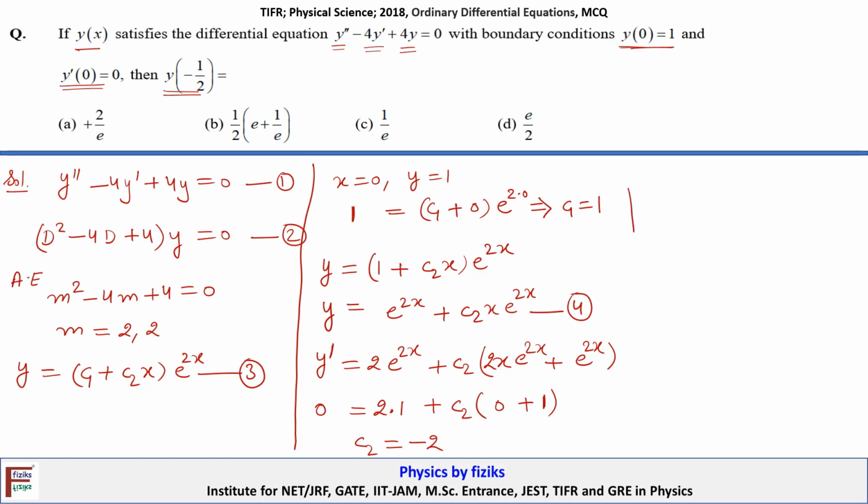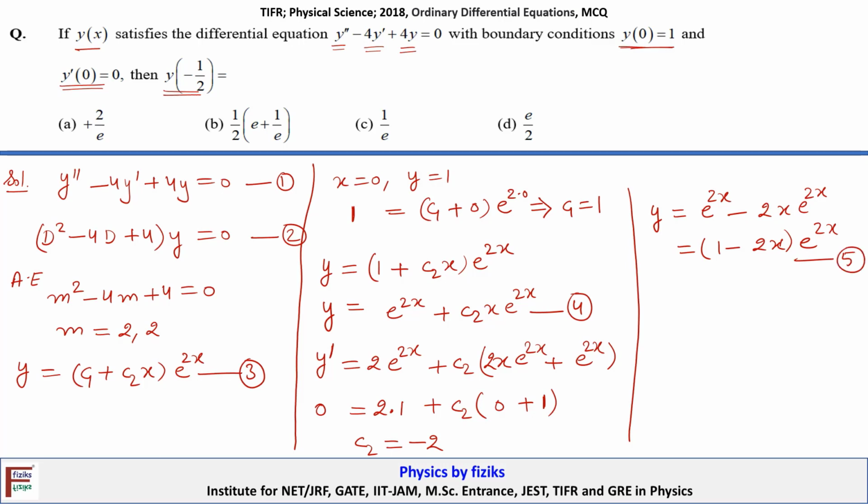Then by putting this value of c2 in equation number 4, we obtain our solution y = e to the power 2x - 2x e to the power 2x, which can be compacted as e to the power 2x (1 - 2x). This is our final solution, equation number 5.